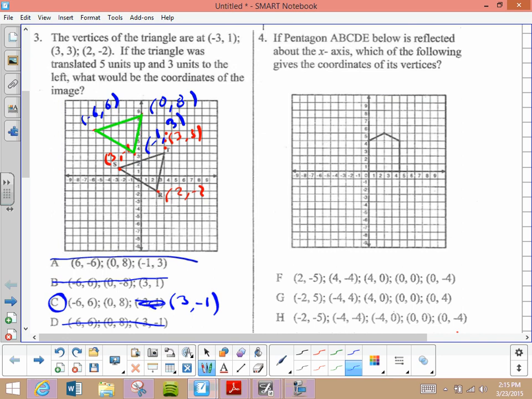For this one, you could have also used the adding and subtracting. So I'm going to allow you to do this on your own. Just write it over here, -3 and 1. And then we are adding 5 to the y, right, because it's going up. And then we are subtracting 3. And that's going to give you the new coordinate for that. So go ahead and do that one, and I'll write the other ones too.